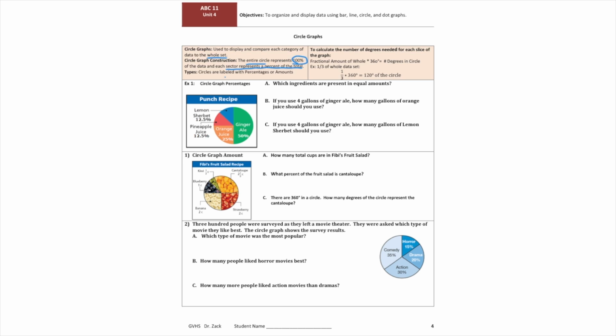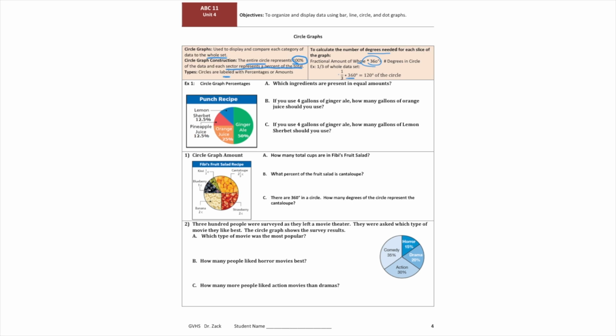Things that are in your circle are labeled with percentages or amounts, and make certain you know which one you have. To calculate the number of degrees, there are 360 degrees in a circle. So we're going to have a fractional amount times 360 is equal to the number of degrees in the circle. So if you know that you have 1/3 of a circle, that's 1/3 of your 360, that's 120 degrees of the circle.